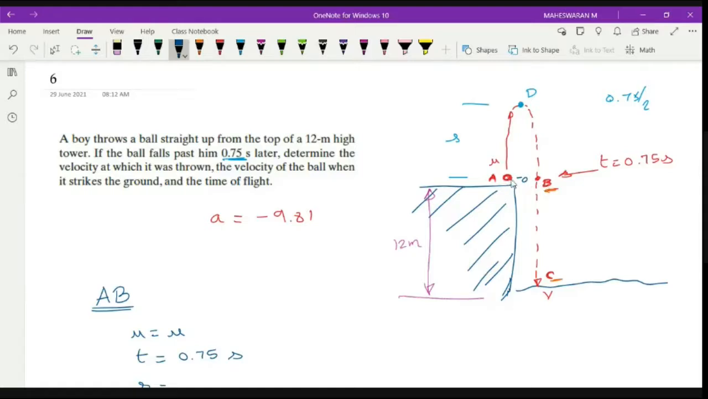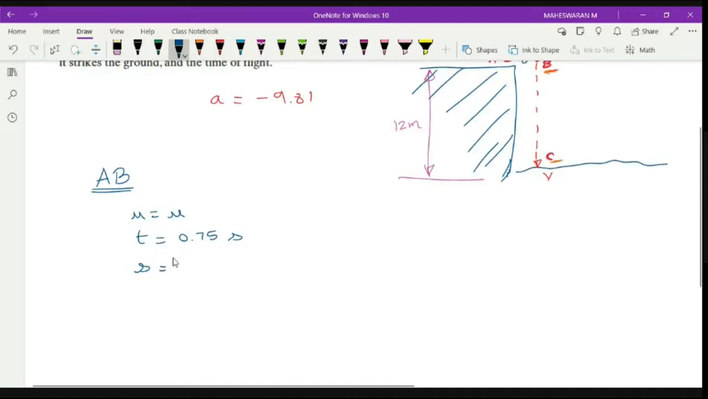A is my initial position, B is my final position. So your displacement with respect to this is 0, which means S is 0. This data we had not entered previously, so we consider S as 0. A we know, which is minus 9.81. Now we use the formula S is equal to UT plus half AT square. So S is 0 here.